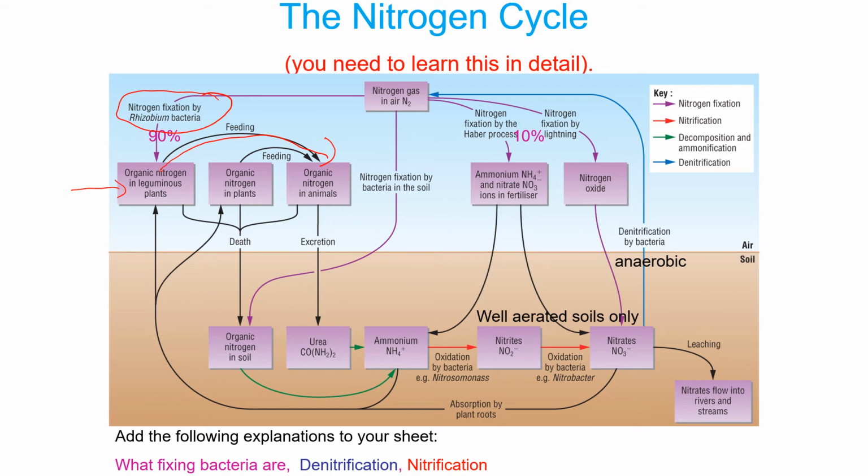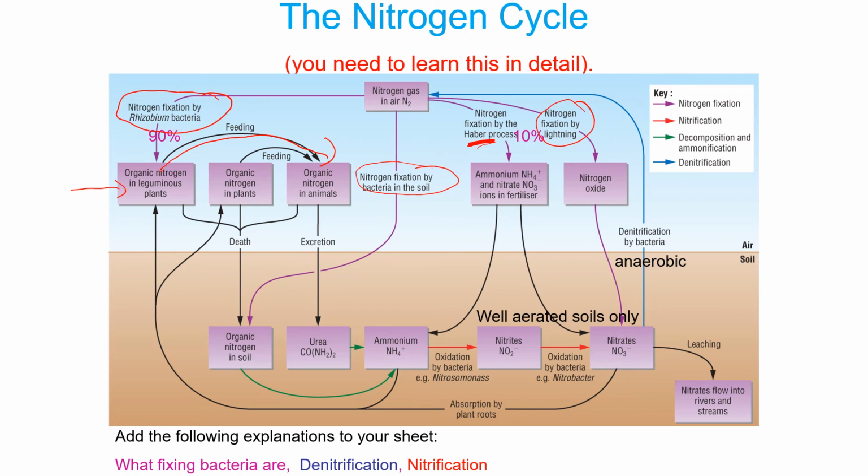There are also nitrogen-fixing bacteria that can fix nitrogen in the soil, and obviously lightning, as we mentioned before, but humans also use the Haber process to do so. You do not need to know any details of the Haber process other than that it's an artificial human mechanism to fix nitrogen from the air and produce ammonium or nitrate, which can be used to make fertilizers.